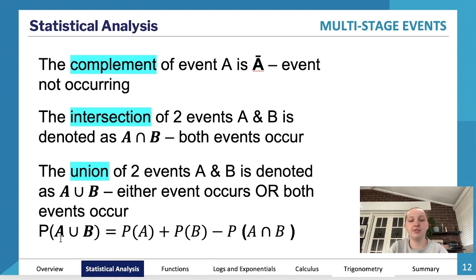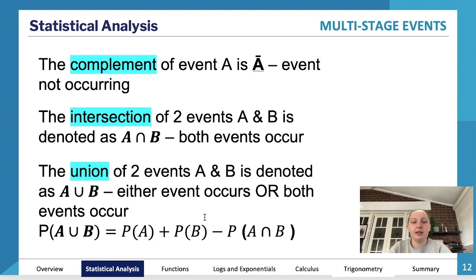This is the formula for finding the union of two events. The probability of A union B is equal to the probability of A plus the probability of B. And then you do actually minus the probability of A and B, because if we don't minus it, we're going to get double ups. Because the probability of A occurring already takes into account the times where A and B both occur.